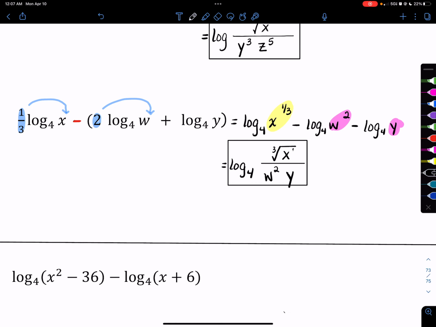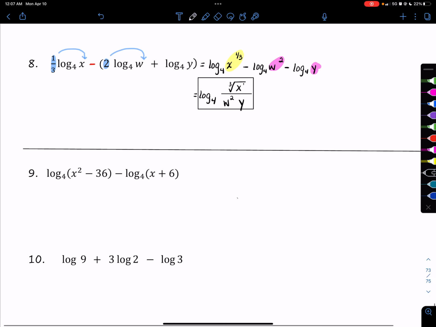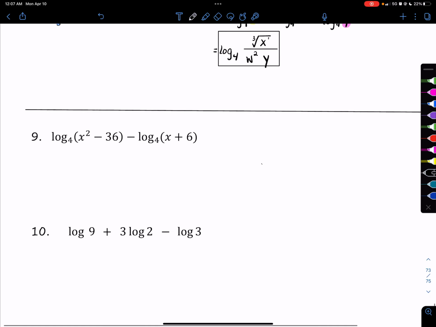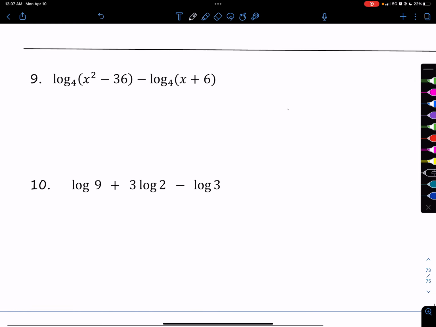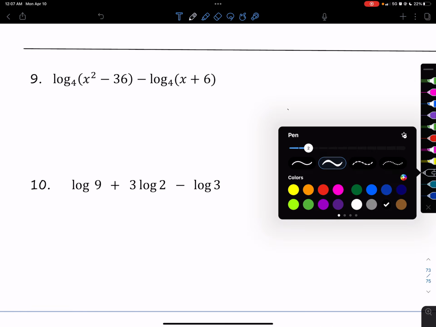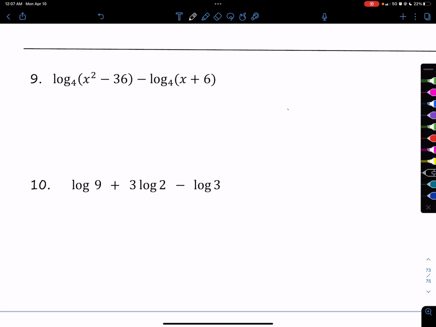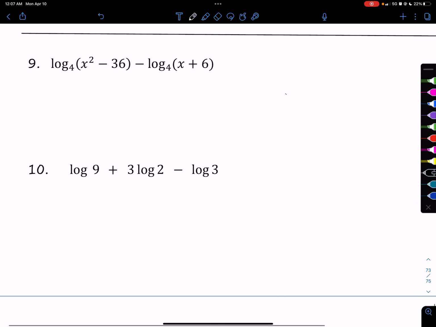Okay. All right. We've got 2 more that we are working on. Okay, on number 9, this one here, we are going to simplify this. So we've got to remember some of our factoring skills. How do you factor x squared minus 36? Or what 2 numbers multiply to negative 36 but add to 0 because there's no b value?